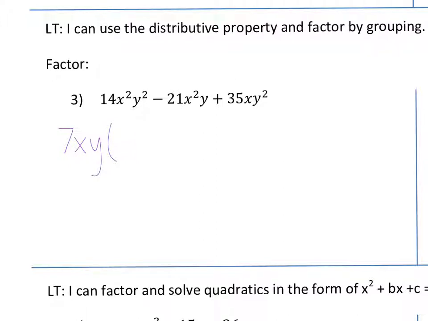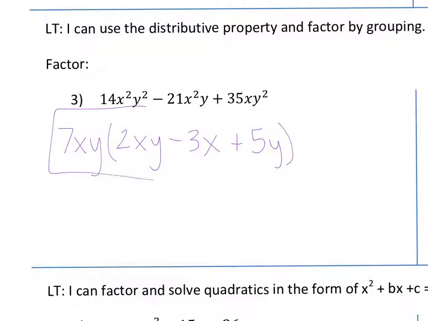So I'll say, if I start at 7xy, how do I get to 14x squared y squared? And that will be 2xy. And then I ask myself, if I'm at 7xy, how do I get to negative 21x squared y? And that would be a negative 3x. And then if I'm at 7xy, how do I get to 35xy squared? That will be a positive 5y. Then I could check my answer by using the distributive property and asking myself, is 7xy times 2xy going to give me 14x squared y squared? It does, and I could do that for each term. And that is my final answer.